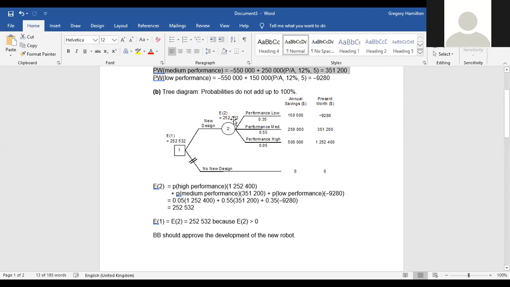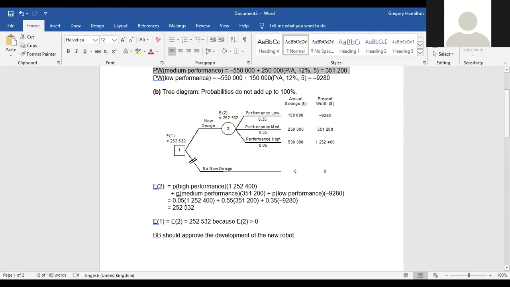And at node 2, we then choose which one to go to for node 1 based on the two scenarios: a decision of new design, or no design. No design would be 0. And if you go for the new design, it has an expected value of 252. Because it's higher than 0, we'll choose it for node 1. So node 1 would be equal to node 2 because node 2 is greater than 0. So BB should approve the development of the new robot because it has a positive expected value. It's greater than not doing it. And that is 252,532. Okay. Any question?